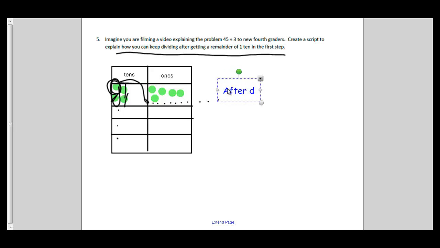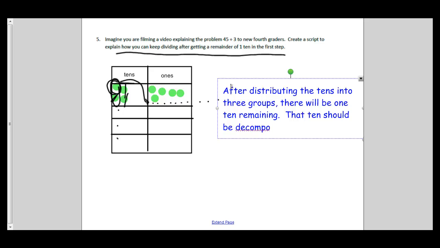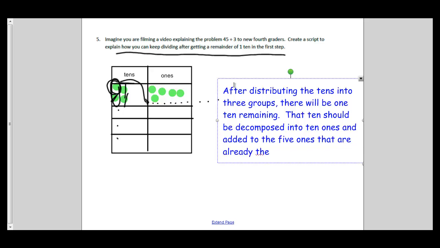After distributing the 10s into 3 groups, there will be 10 remaining. That 10 should be traded. I'm going to use the word decomposed. It would be okay if you use traded. That 10 should be decomposed into 10 ones and added to the 5 ones that are already there. Now, distribute the 15 ones.